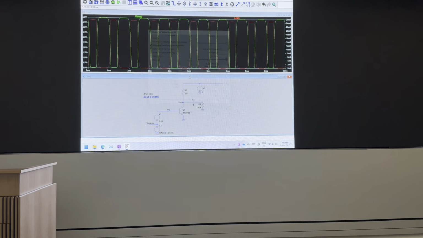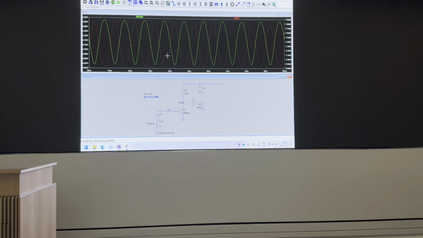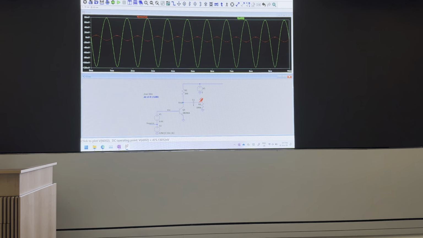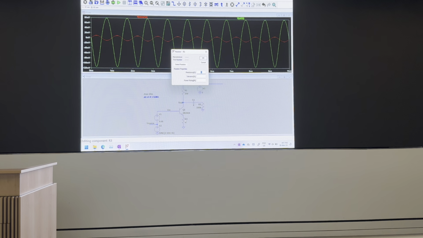Let's go back to what we had. I want V out, so this is changing from, let's say, minus 120 to 80, something like that. It's distorted, but it's not too bad. Let's see what happens if I put an RE down there. So how much is my RC? 200 ohms. I'm going to put a small RE here. Let's say 10 ohms. Not much.